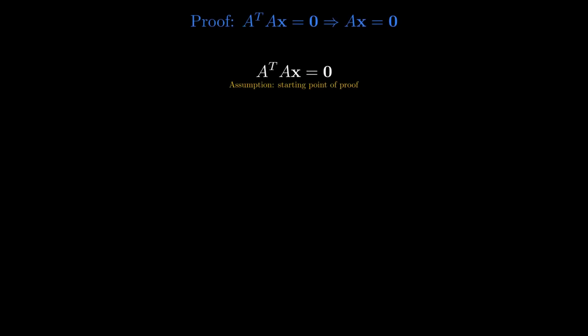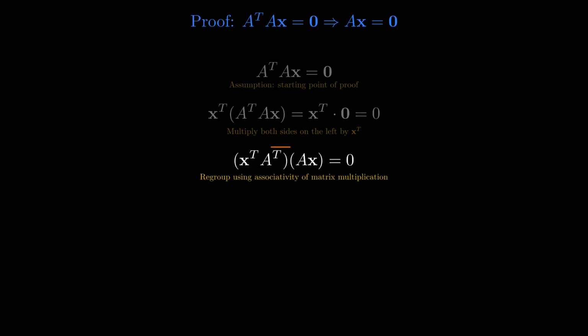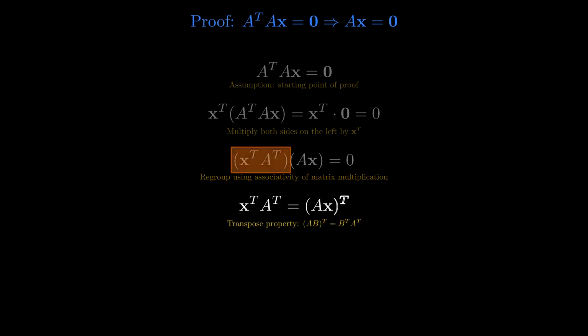Start with the assumption A transpose A times x equals 0. Now multiply both sides on the left by x transpose. On the right side, x transpose times the zero vector is just 0. On the left side, we get x transpose times A transpose A times x. Now regroup the first two terms using associativity. X transpose times A transpose, multiplied by Ax, equals 0.